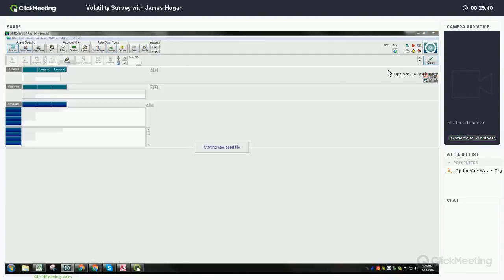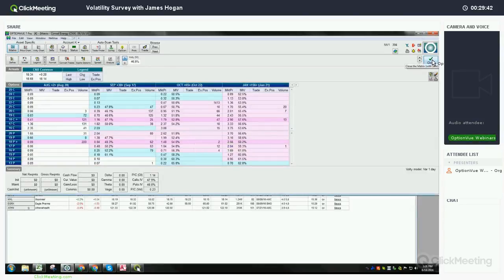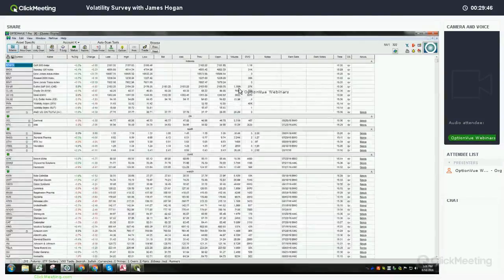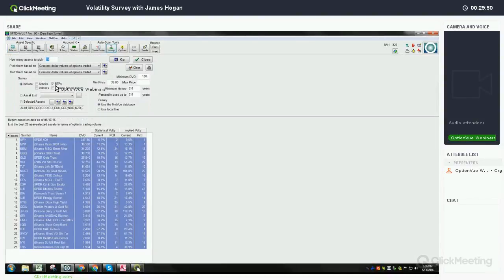Actually, we are going to go back to my live tab here and go back into survey. That is kind of a cool thing to be able to do. And not only can you do it for ETFs, I can uncheck this now and go back to stocks.